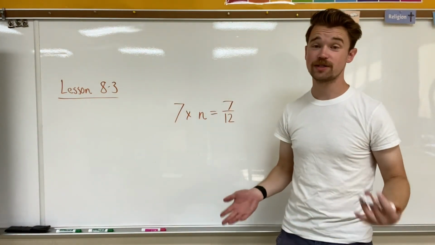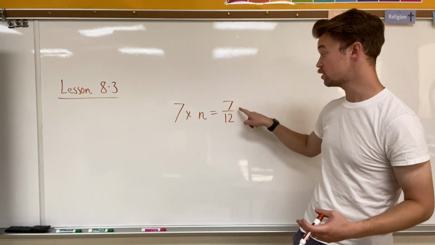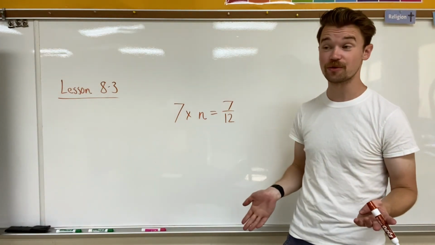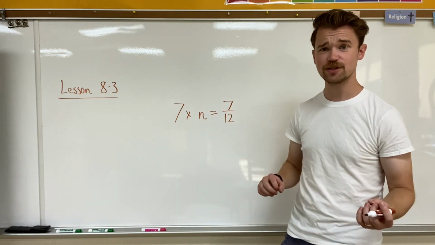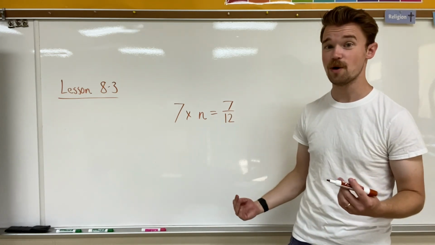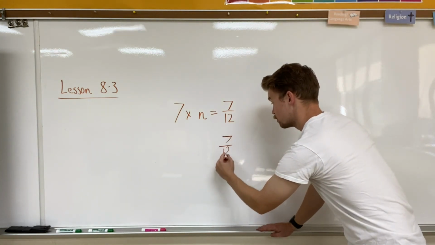Let's take a look at one more example that you might see on your homework. I have 7 times n equals 7/12. Now we have a variable thrown in, which means we don't know what it is right now. But if we work by filling in the puzzle pieces or even work backward, we can probably figure out what n is. So the information I know is that my answer is 7/12.